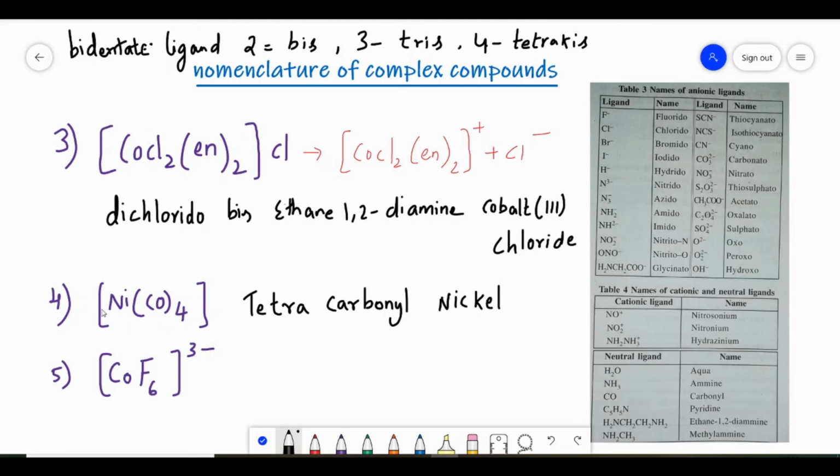And the oxidation state of nickel is 0. So you can write this as 0. So we have to mention the oxidation state. So this is an anion complex, and in this complex also, first we have to write about this fluorine. This fluorine is called fluorido, and the number of fluorido is 6. So this is called hexafluorido.